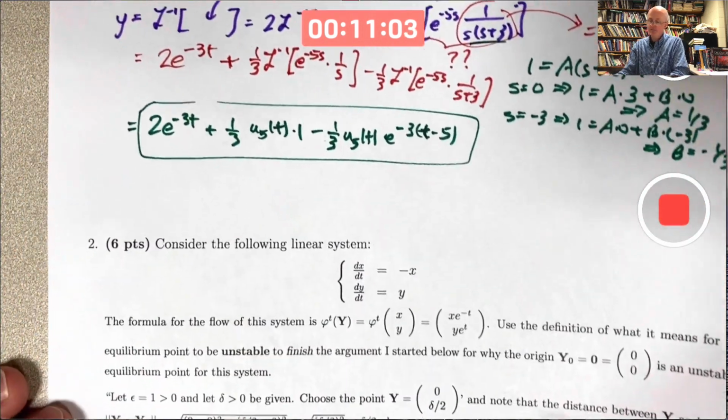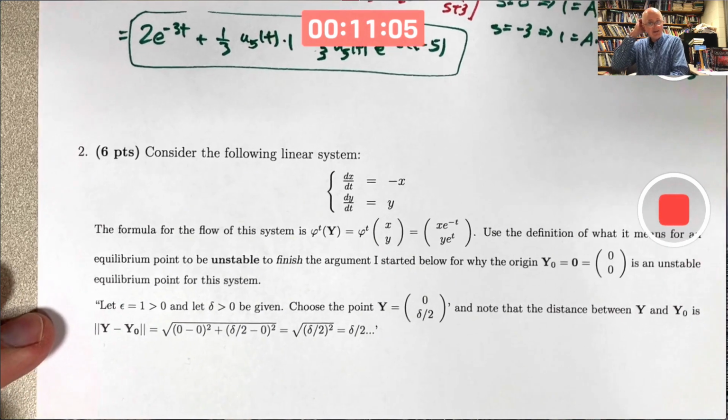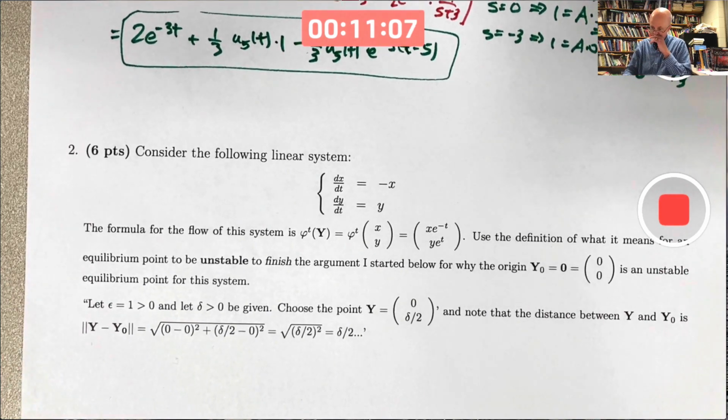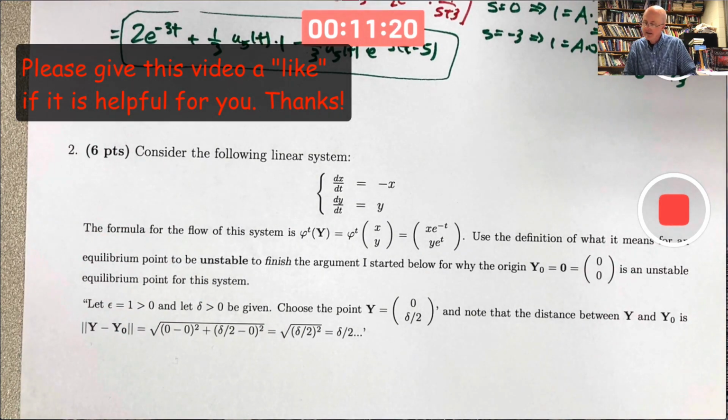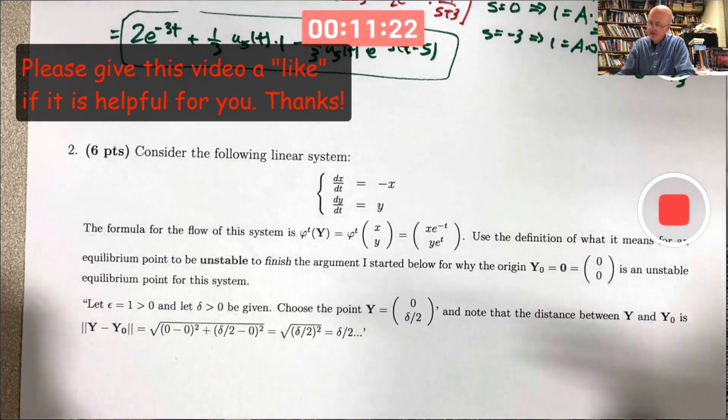The second problem is a theoretical problem about unstable equilibrium points. It's really a proof. If you don't care about that kind of problem, I do have chapters. You could skip ahead to some other chapter, again, for example, about Hamiltonian systems or nonlinear systems or something like that. We've got the following linear system.